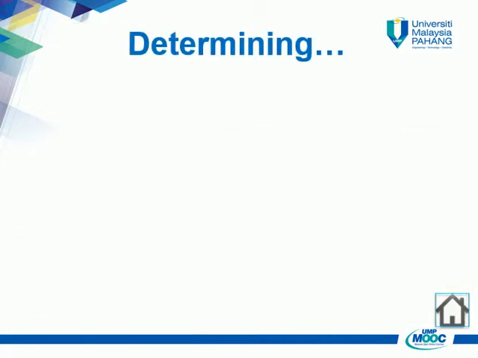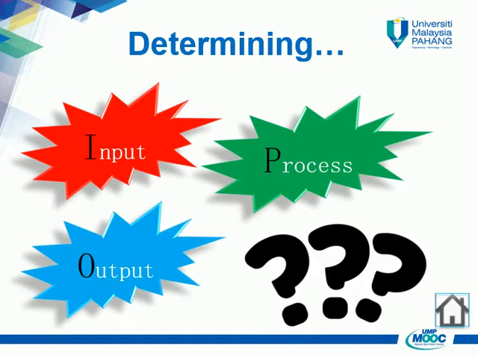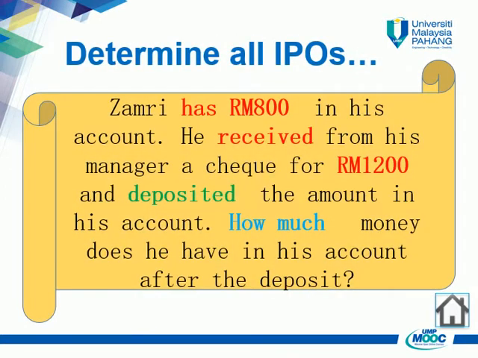Now, we need to determine all the main elements of every problem, which are input, process, and output, or mostly known as IPO. Normally, a question should have all 3 elements, but in some cases, it only has 1, that is output. So, do you recognize what the elements are in our previous question? Take a look at the question. Can you recognize the inputs? Yes, has RM800, received RM1200 are the inputs, in red color.